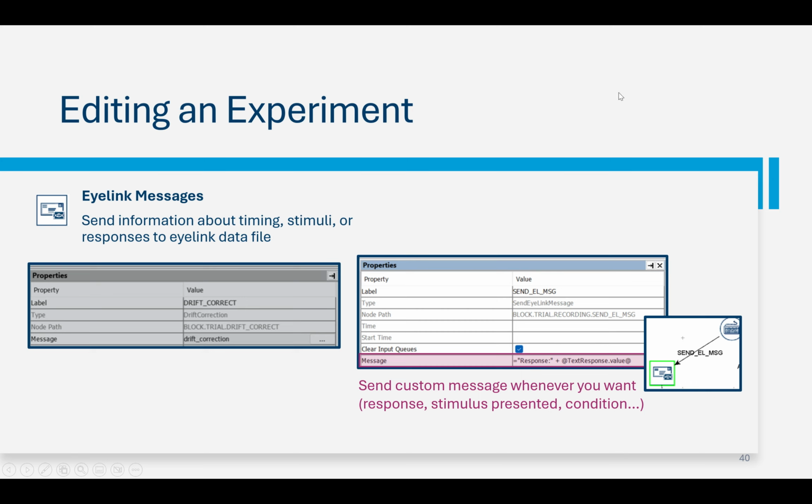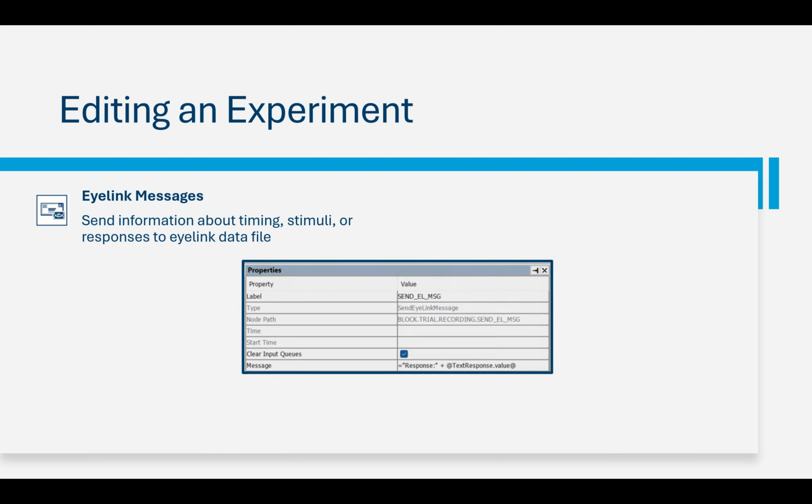You can also send custom messages whenever you want. So to do that, you'll drag a send message component into your workflow, and then you'll just tell it what you want the message to say. So in this case, I have put in a formula by doing an equals, and I've made it response plus, you'll see the @ signs, meaning this is a dynamic reference, the variable of what was put into the text response box. So it's very important when you're editing an experiment to make sure you send a message for everything you care about if it's not being sent by default.